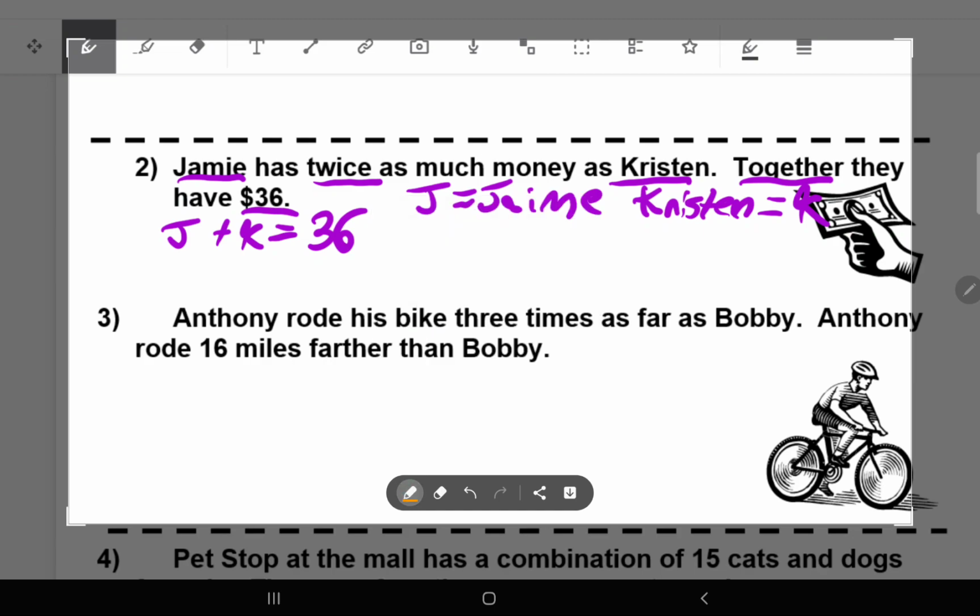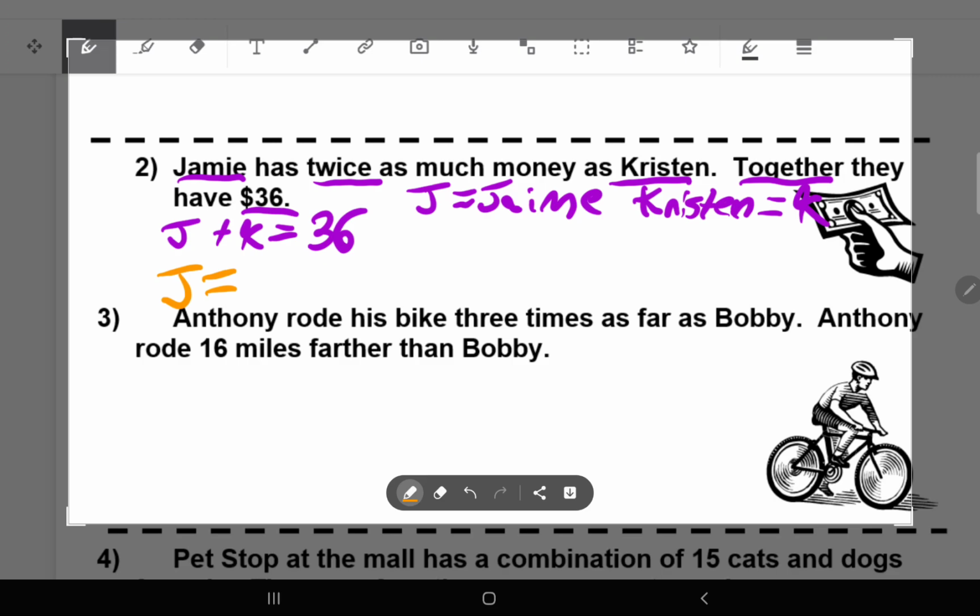Now, what's the other equation that I can write? It says Jamie has twice as much money as Kristen. So I'm going to write J is equal to twice as much money as Kristen. What this means is that I'm going to have to multiply whatever Kristen got, and that's going to give me the amount of Jamie.